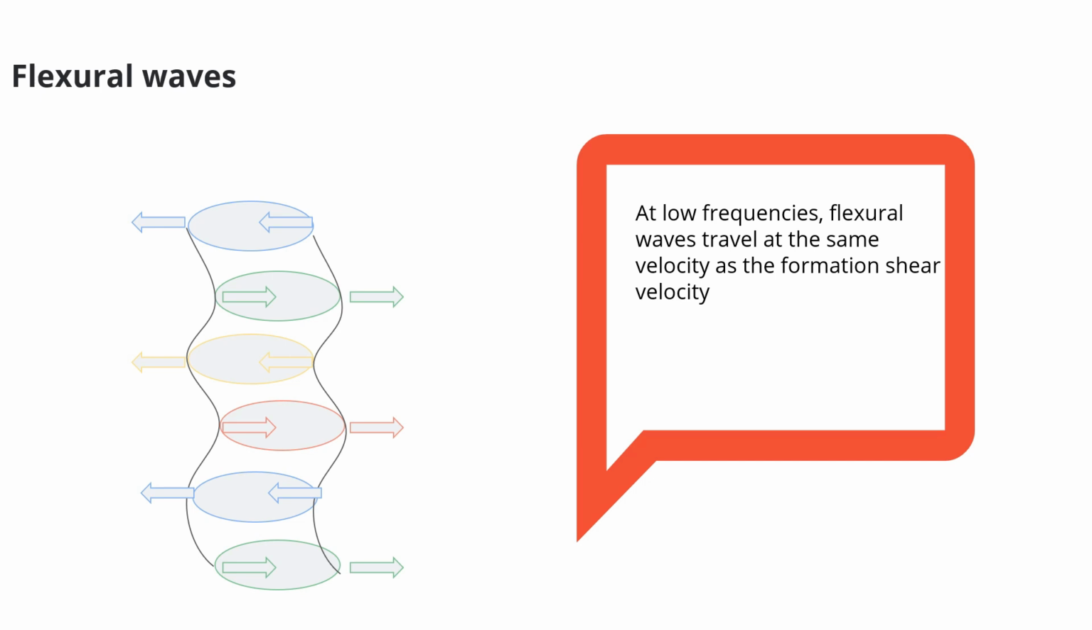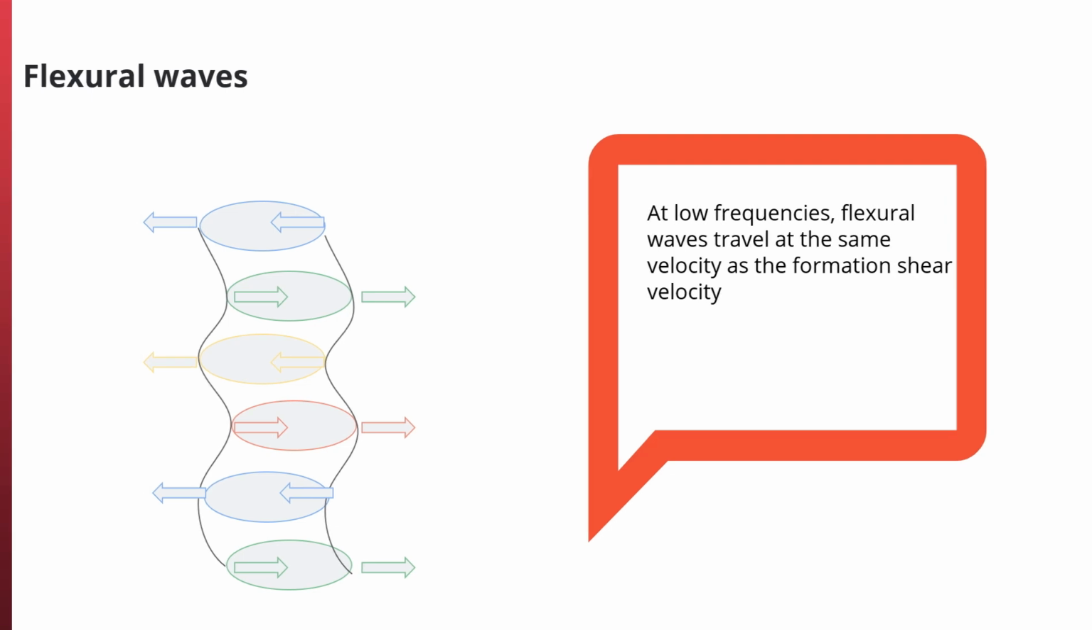We've learned that dipole transmitters create a directional pulse. This results in the creation of flexural waves that travel along the borehole wall. At a low frequency, these waves move at the same speed as the formation's shear velocity, which is key information we want to seek. Flexural waves occur in all formations, even those where monopole transmitters cannot generate critically refracted shear waves. As the flexural waves move along the borehole wall, they cause pressure changes that are detected by the receiver.